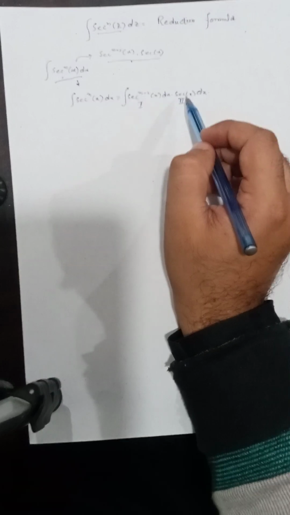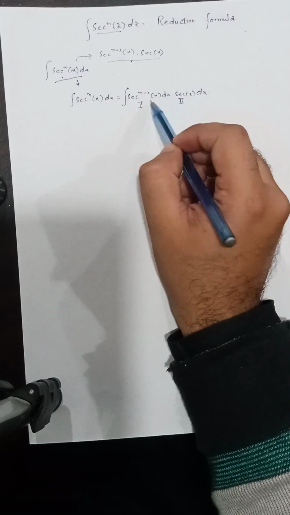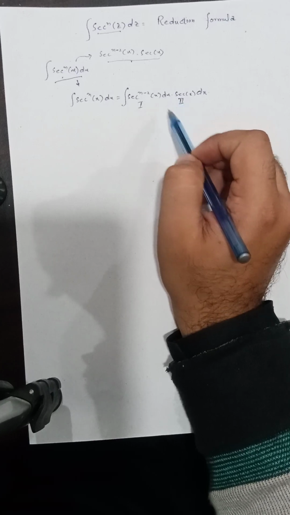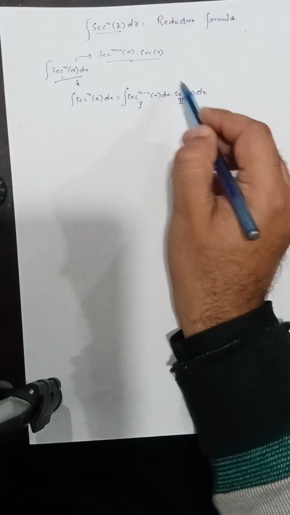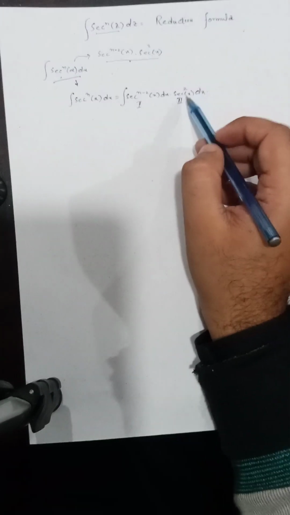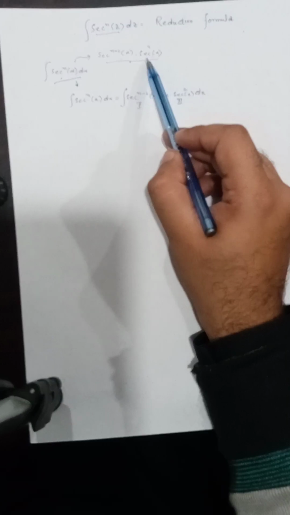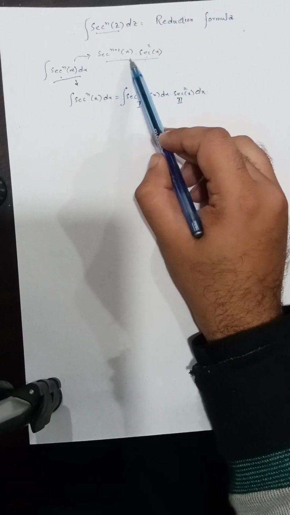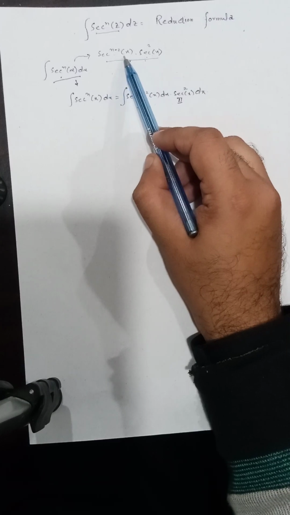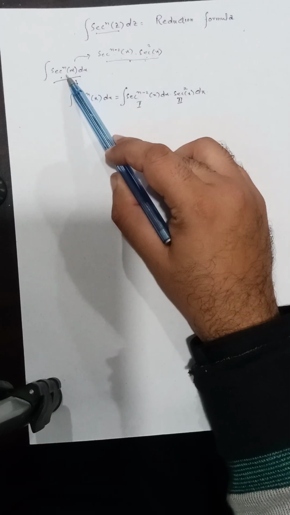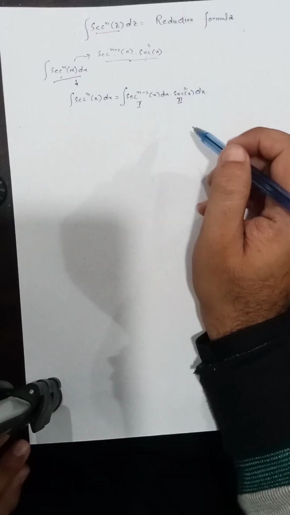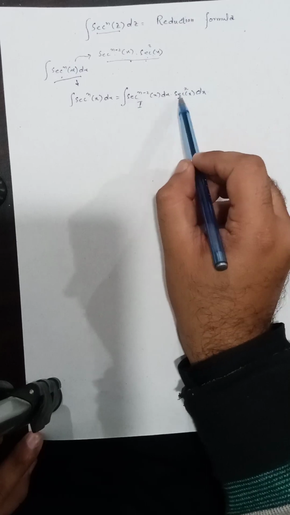This is the first function, this is the second function, and these functions are in a product, so we can apply the integration by parts rule on these two functions. It is secant square of x, sorry, it is secant square of x. I mistakenly wrote secant of x, because secant n minus 2 of x with secant of x is equal to secant power n minus 1 of x, which is not equal to secant n of x. That's why it is secant square of x. So apply the integration by parts rule.